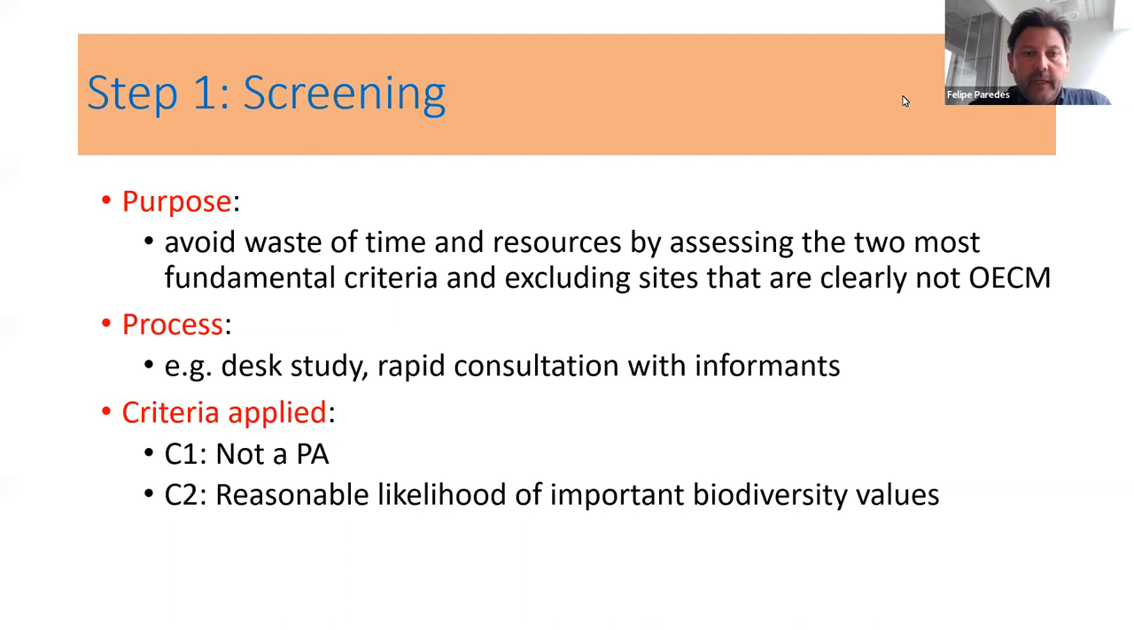So for the first step, screening, the main objective is to avoid waste of time and resources by assessing two of the most important criteria and excluding the sites that are clearly not OECMs. The first criterion is: is it a PA, or in this case an MPA, or not? And the second one: is there a reasonable likelihood, reasonable information, that these sites have important biodiversity values? Those are the first two main points for this first step. We know that out there, there are places in the ocean where we do have some information that they can have important biodiversity values. Can I have the next one, please.